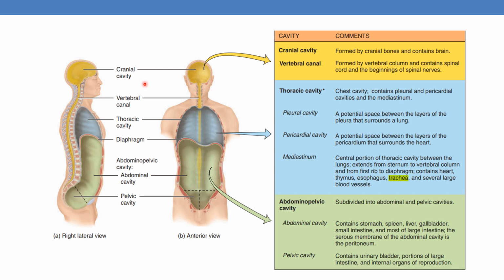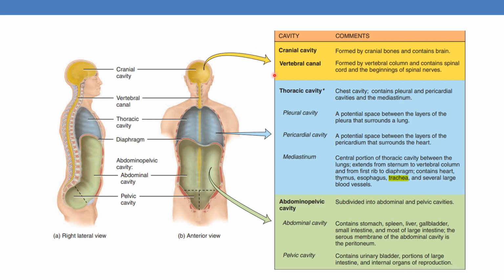The first one is the cranial cavity, the next is the vertebral canal, next is the thoracic cavity, the next is the abdominopelvic cavity. The abdominopelvic cavity is again divided into abdominal cavity and pelvic cavity. First of all, coming to the cranial cavity, it is formed by cranial bones and contains the brain.